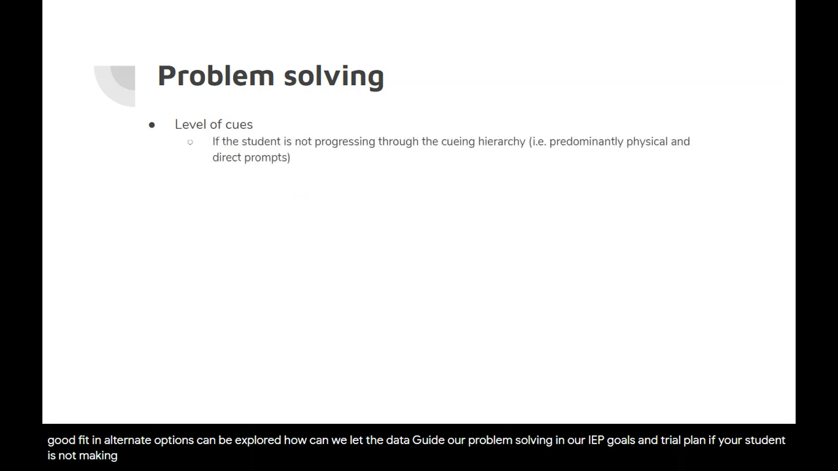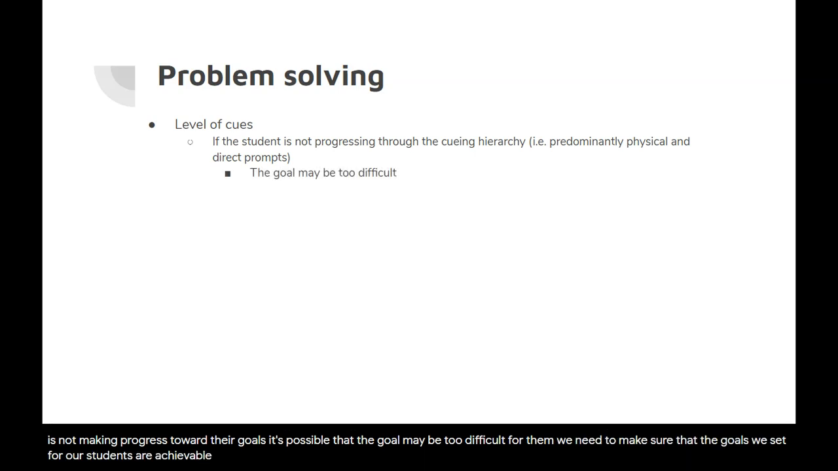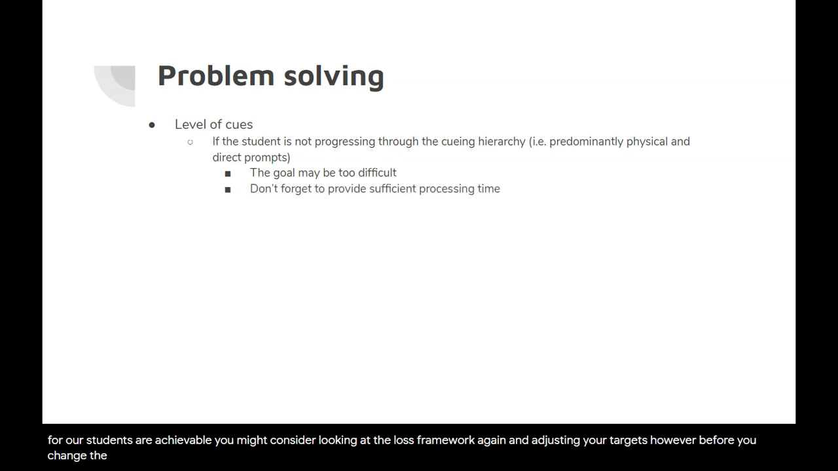How can we let the data guide our problem solving in our IEP goals and trial plan? If your student is not making progress toward their goals, it's possible that the goal may be too difficult for them. We need to make sure that the goals we set for our students are achievable. You might consider looking at the LOSS framework again and adjusting your targets. However, before you change the goals, make sure that you are appropriately using the least to most prompting hierarchy. Many students need more processing time than is natural for the communication partner.